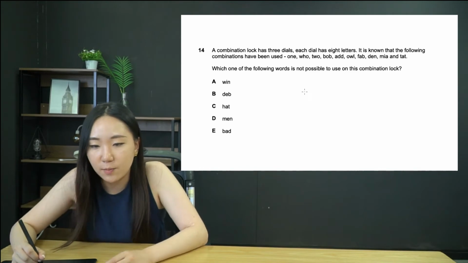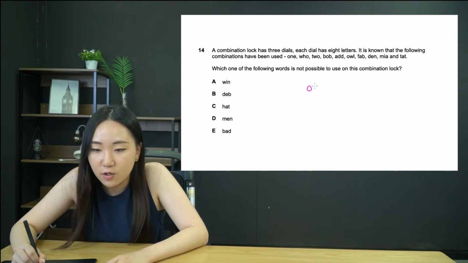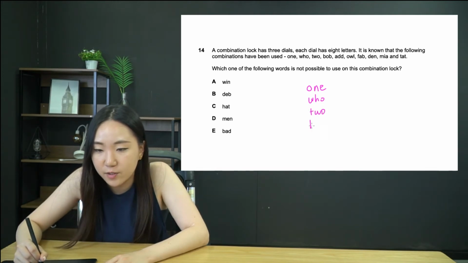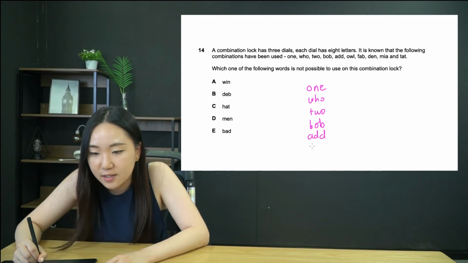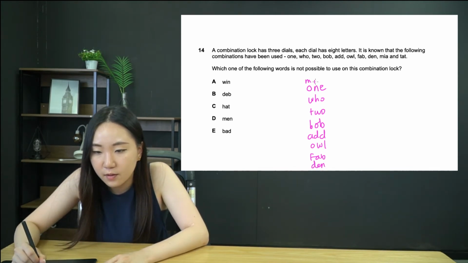Right, 14. A combination lock has 3 dials, each dial has 8 letters, and the following combinations have been used. So I know it's a combination lock. Immediately what I'm going to do is write out, just going downwards, which letters are available on each of the dials. Just going to do that quickly.